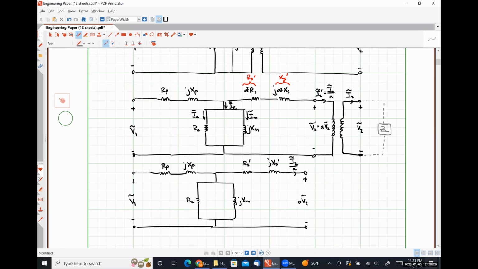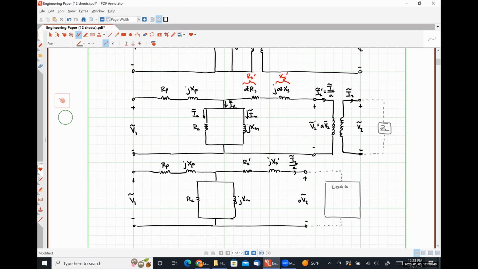And here is my load, referred to the primary side. Where ZL prime is simply going to be A squared times whatever ZL was when it was on the secondary side. Okay. So this is my T model. And it's an accurate model that allows me to not even have to worry about stepping things up and stepping things down. I can directly calculate any power and anything like that that I would want.